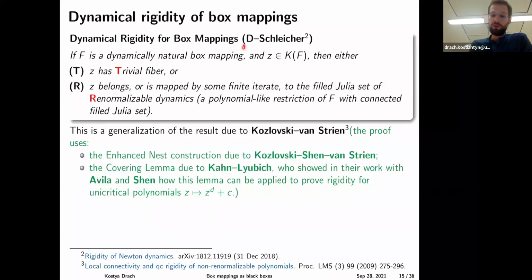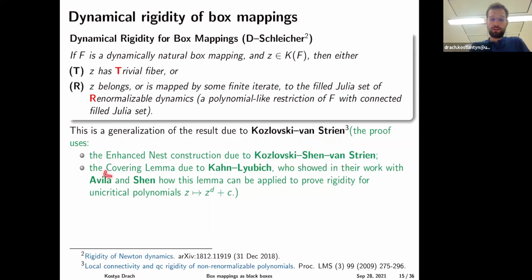So this is a theorem due to Dierk Schleicher and myself, which is a generalization of a much more non-trivial result of Oleg Kozlovski and Sebastian van Strien, who proved it when they were working with multi-critical polynomials. And their approach was, again, very, very involved. It used the enhanced nest construction, which is a combinatorial tool to understand recurrence of critical orbits, due to Kozlovski, Shen, and van Strien.